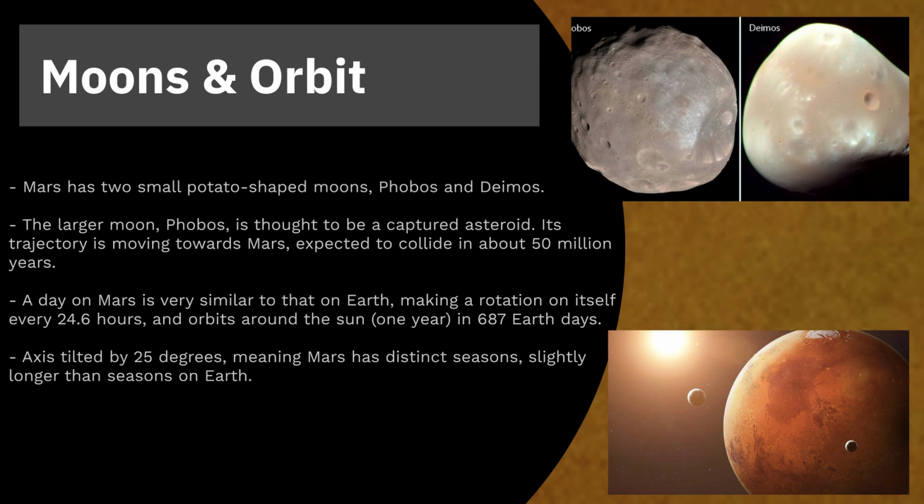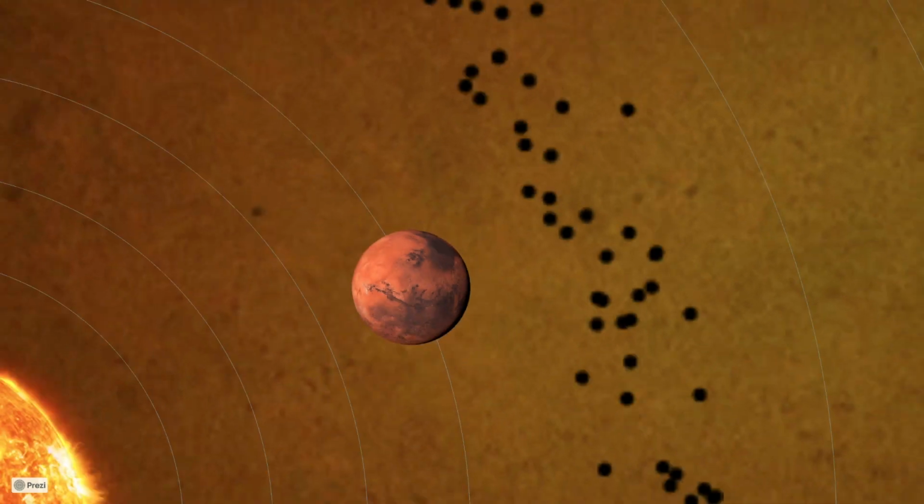The planet's axis is tilted 25 degrees with respect to its orbit to the Sun, similar to Earth's tilt, meaning Mars has distinct seasons slightly longer than on Earth, but they vary in time since Mars orbits the Sun on an elliptical, egg-shaped pattern.